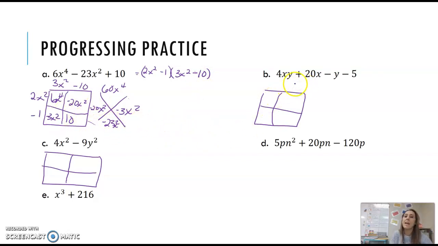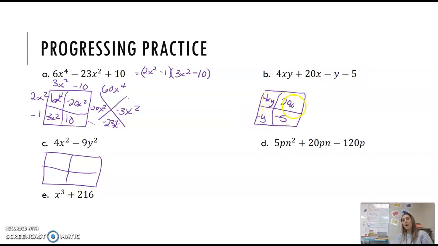Now we're going to do this one. I have 1, 2, 3, 4 terms. So that means I'm going to put it in a box. And this one has the highest degree, so it needs to go diagonal from the one that doesn't. And then I can just put them in order.